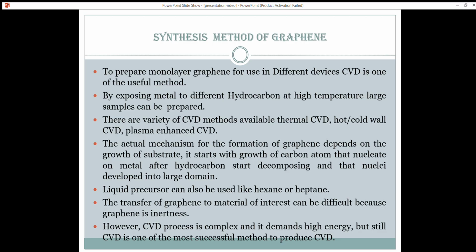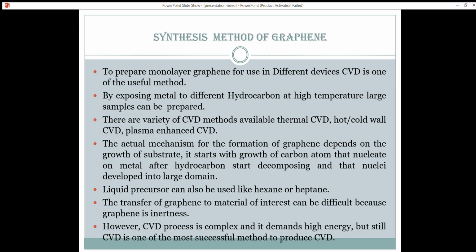There are a variety of CVD methods available like thermal chemical vapor deposition, hot or cold wall chemical vapor deposition, or plasma enhanced chemical vapor deposition. The actual mechanism for the formation of graphene depends on the growth substrate. It starts with carbon atoms nucleating on the metal after hydrocarbons start decomposing, and those nuclei develop into large domains. Liquid precursors like hexane or heptane can also be used. As I discussed earlier, a variety of substrates and precursors can be used. They may be liquids or solids.